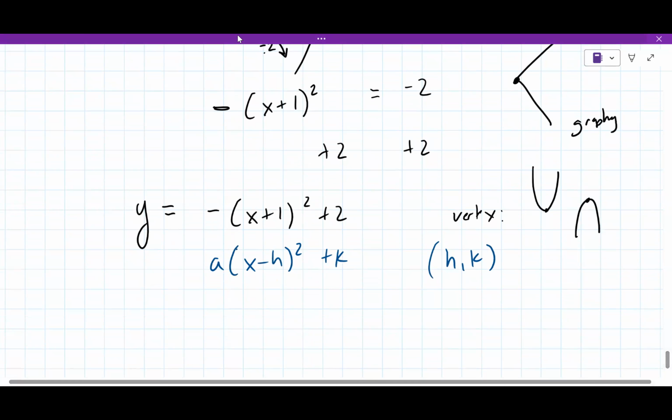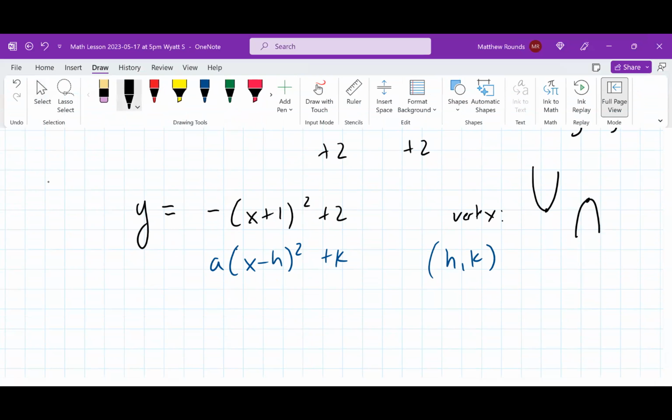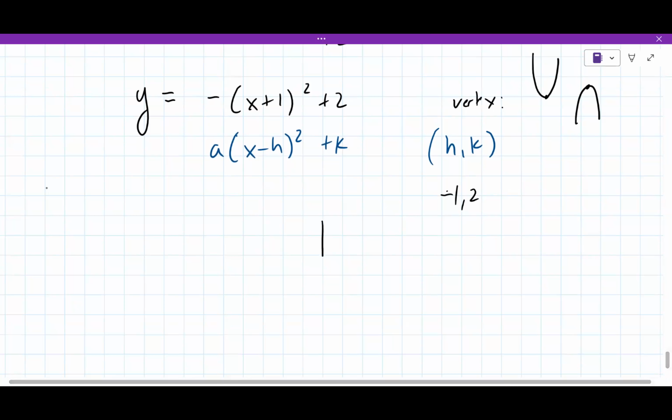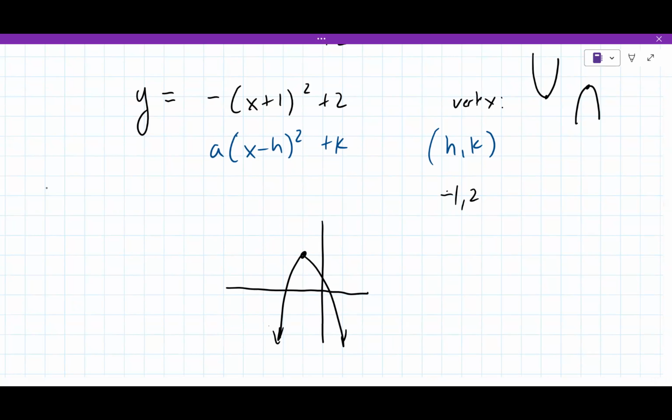That's right. So that's going to be -1, +2. That tells you kind of where you're starting. You're like, okay, it's right there, and it goes down. Not too sure that's to scale, but close enough.